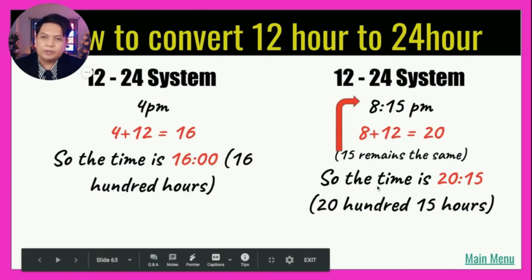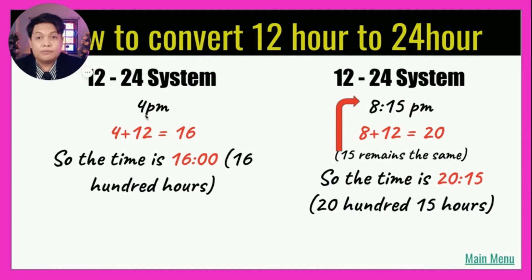All right. So how do we convert 12-hour to 24-hour? I have two examples right over here. For example, it's 4 p.m. How do we convert that to the 24-hour clock system? It's easy. All we need to do is add 12 to 4. So 4 plus 12 equals 16. So the time is 1600 hours. Again, I repeat, the time is 4 p.m. in the 12-hour clock system. In the 24-hour clock system, it's 1600 hours. Cool? Very good.